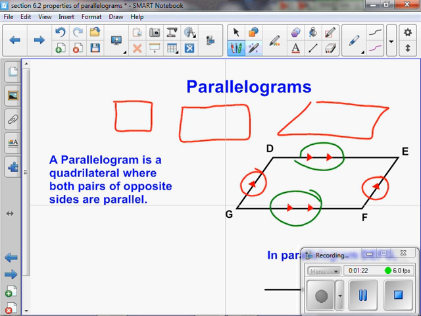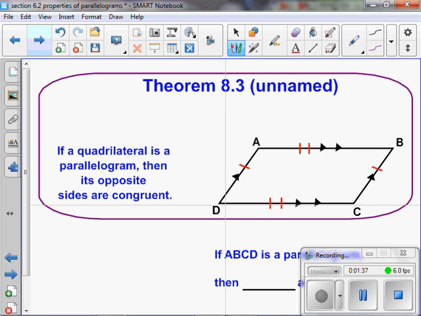Something like this would not be a parallelogram, even though it's got the one side of the parallel lines. The other side is not parallel, so we just call that a trapezoid. Let's see what parallelograms can do.